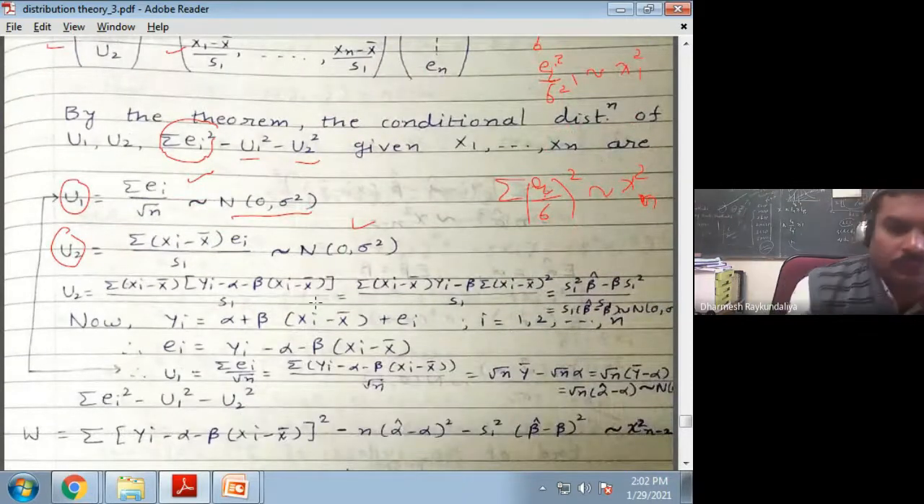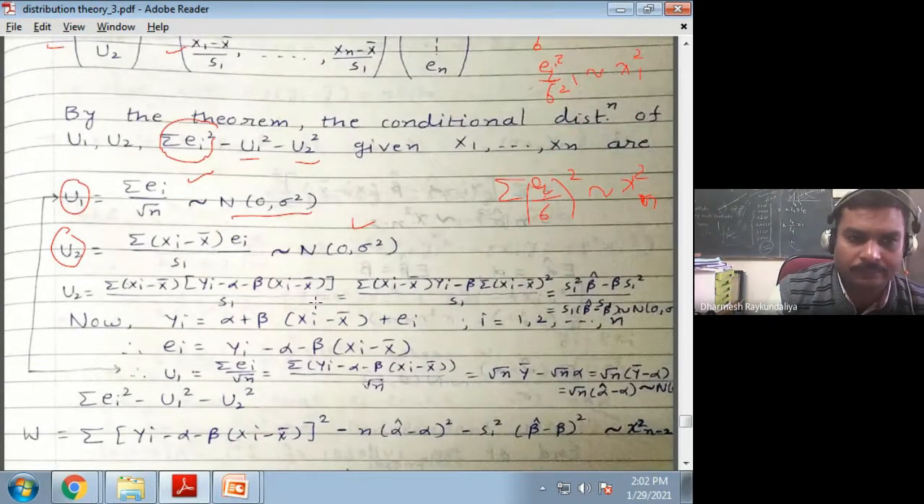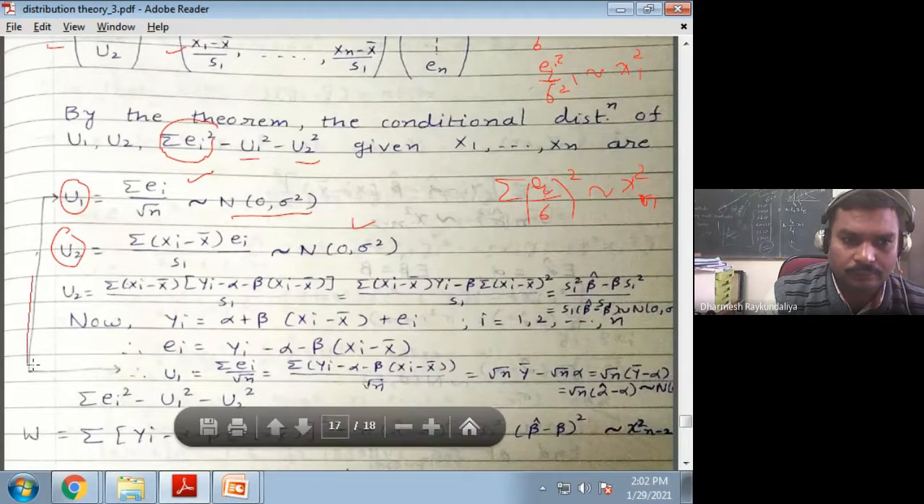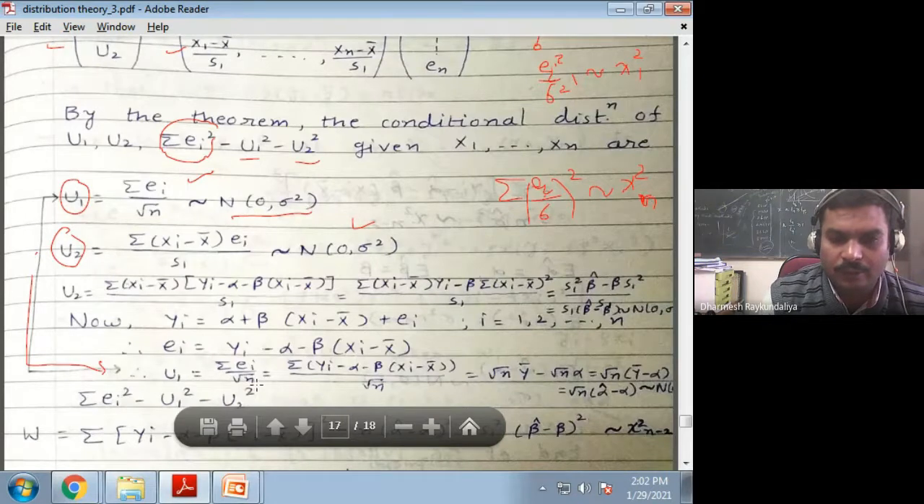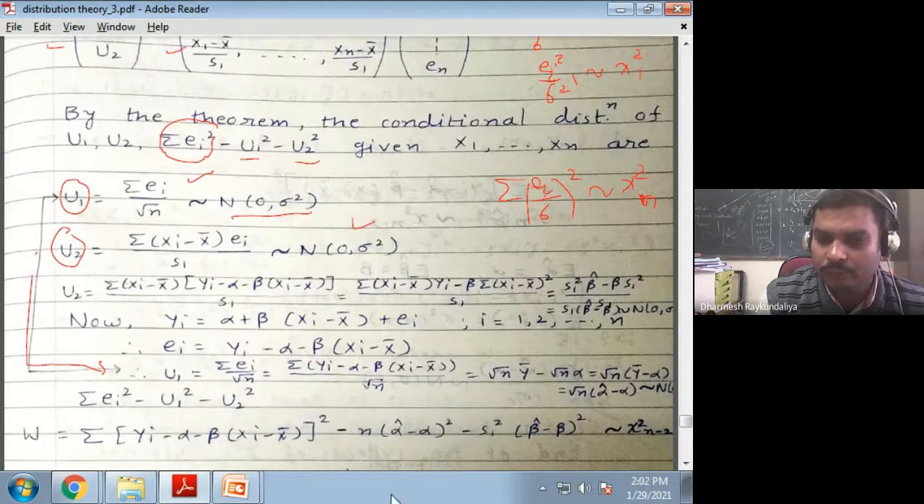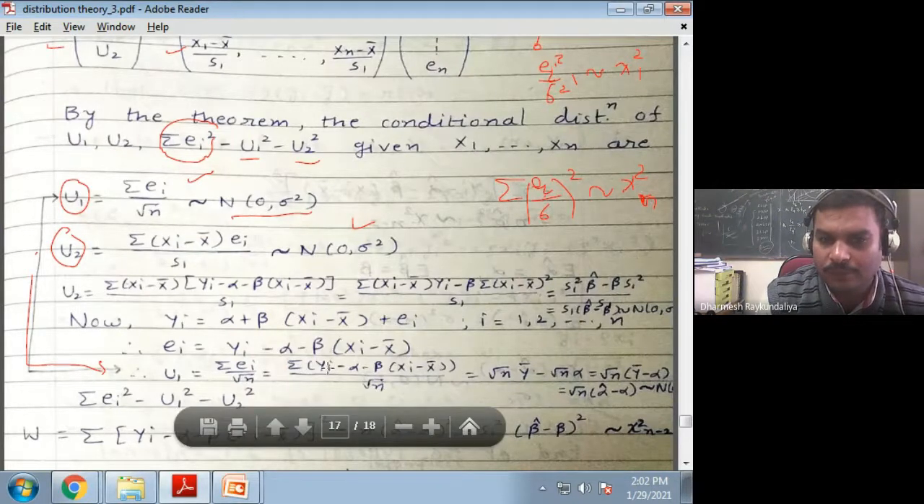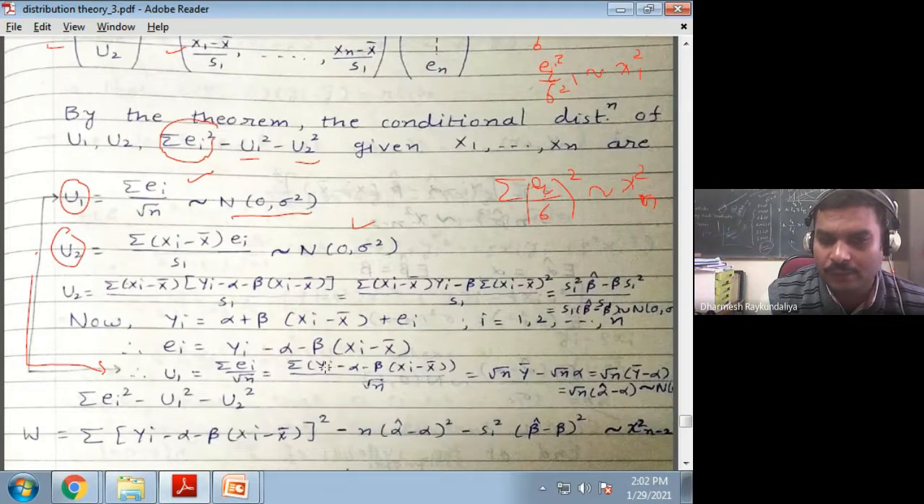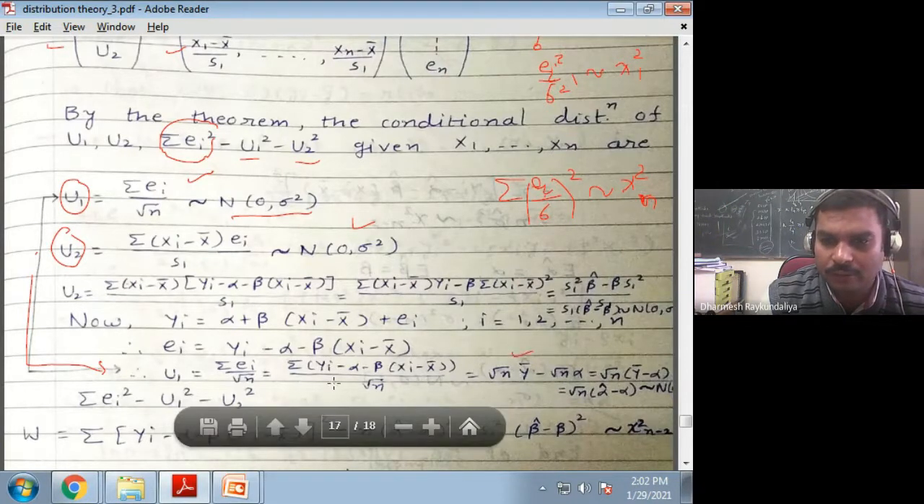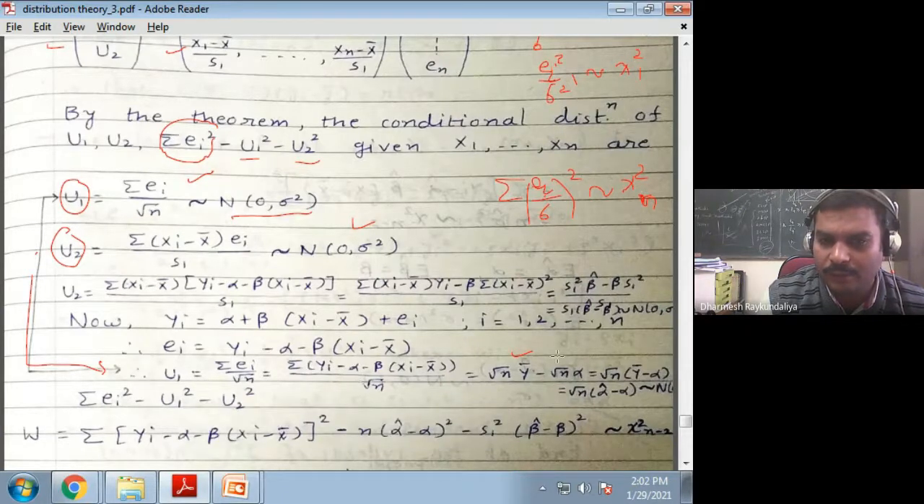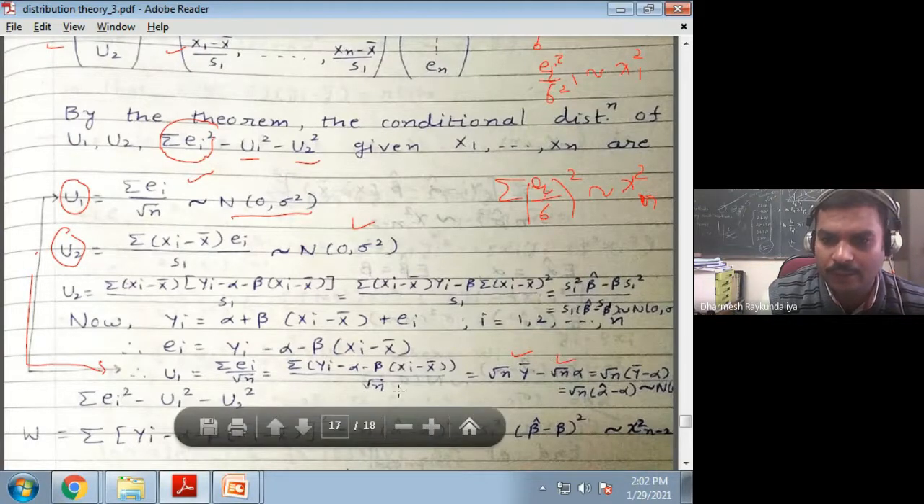Now this u1 you can also write in this way. How will you write this u1? So u1 is the summation ei upon root n. Now what is ei? We know that it is yi minus alpha minus beta xi minus x bar, upon root n. Now if you take the summation of yi, what will you get? It is n y bar. Alpha is a constant. How many times is it repeating? It is n times. So it is minus n alpha upon root n, so it is minus root n alpha.